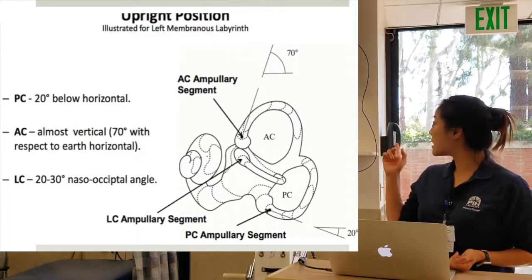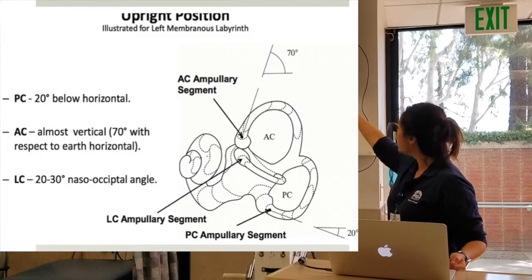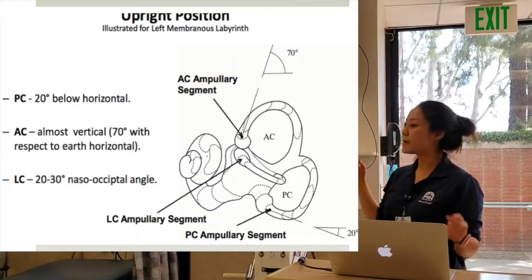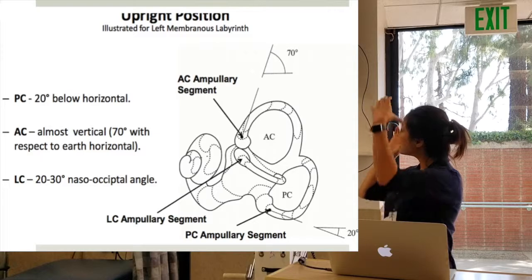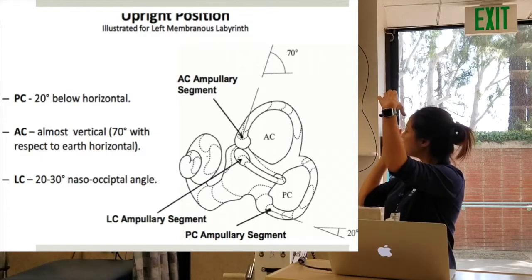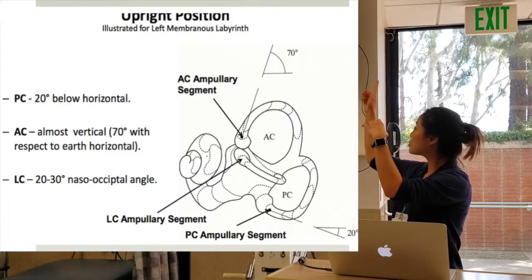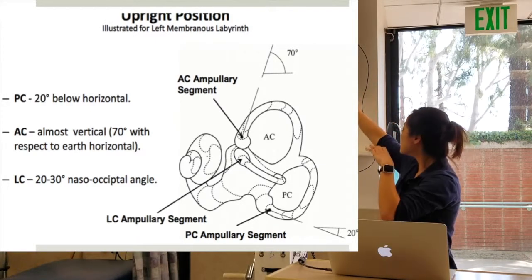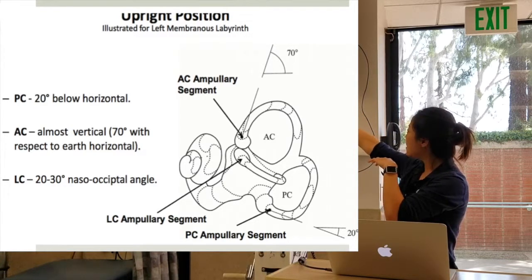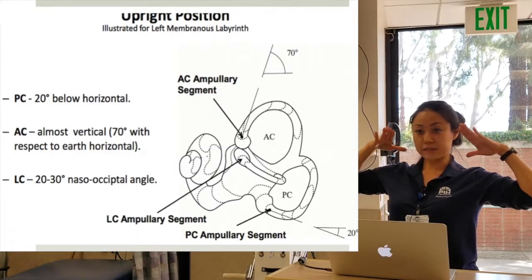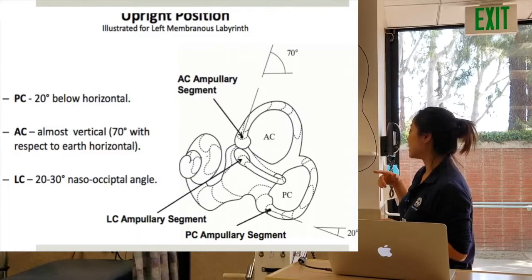Okay, so here's a look at the position of the vestibular system. You can see that the posterior canal sits about 20 degrees below horizontal. The anterior sits almost in a vertical position, 70 degrees with respect to the horizontal, and that's why it's so rare for the debris to get stuck in the anterior canal, and it's so easy for it to fall into the posterior canal. The horizontal canal is about 20 to 30 degrees, the naso-occipital angle, and that's the second most common canal for things to get stuck in.